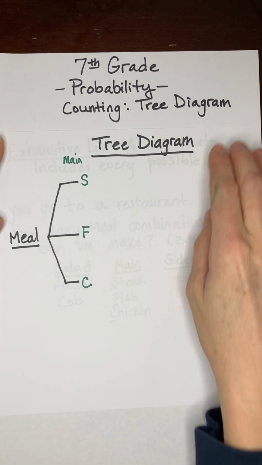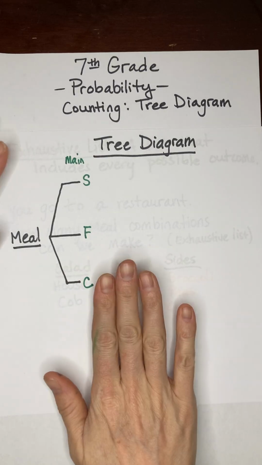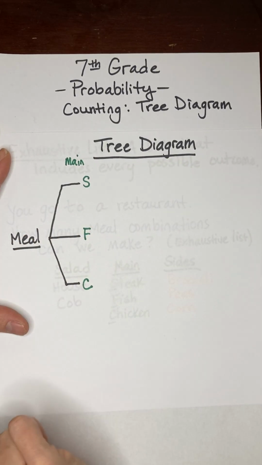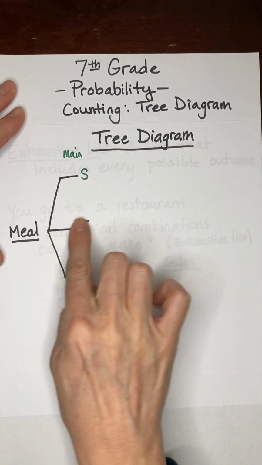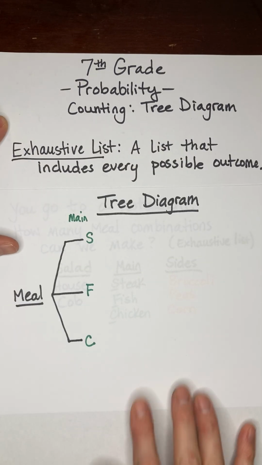All right, let's look at how we count in probability using a tree diagram. So here's my tree diagram. I've gotten it started. We're going to be looking at meals in our example, and we start branching off from there. But just to give ourselves a little bit of context quickly, let's look and see why we want to do this.